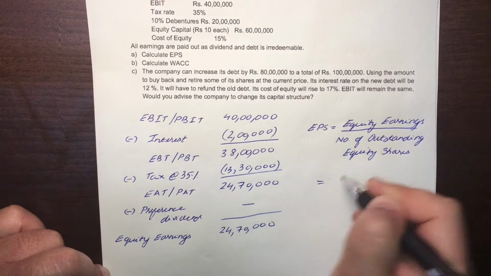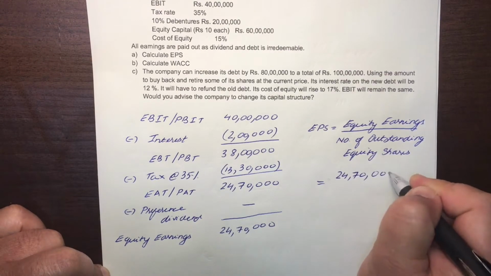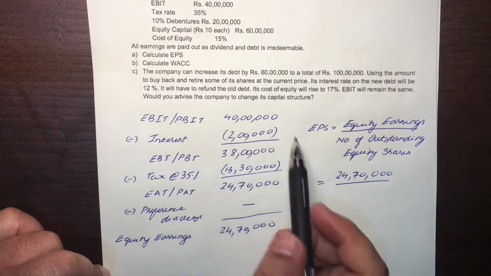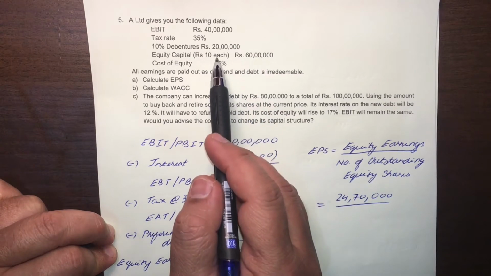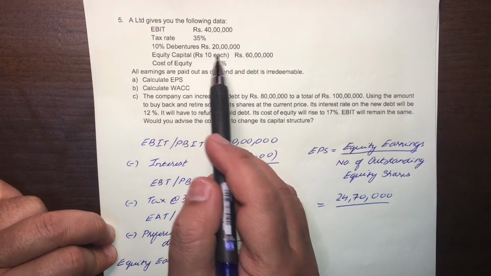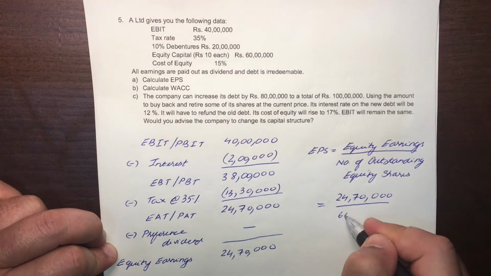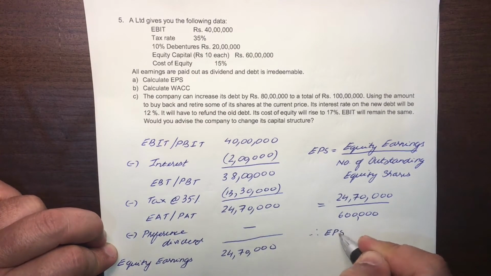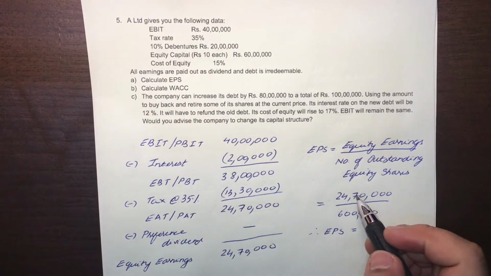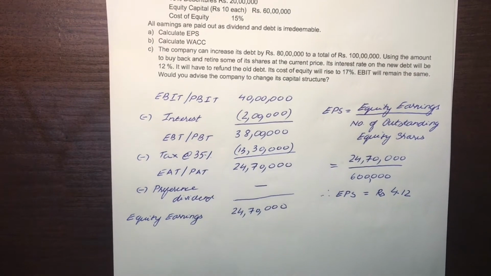All right. Now we have already found out what is equity earnings, 24 lakhs 70,000. Now what is the number of outstanding equity shares? Now you look here, your equity capital is 60 lakhs and the price of each share is 10 rupees. So therefore the number of equity shares is 60 lakhs divided by 10, which is 6 lakhs. So therefore EPS is what? 24 lakhs 70,000 divided by 6 lakhs, it is rupees 4.12. All right, so 4.12.